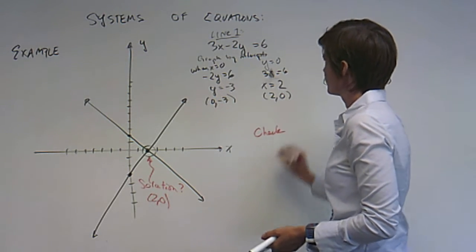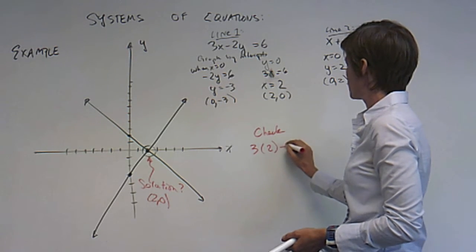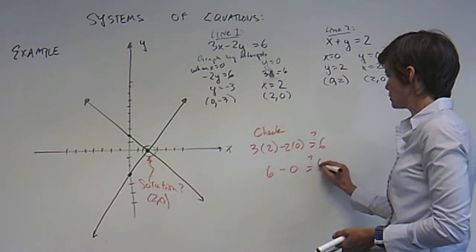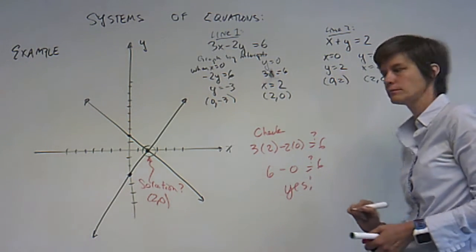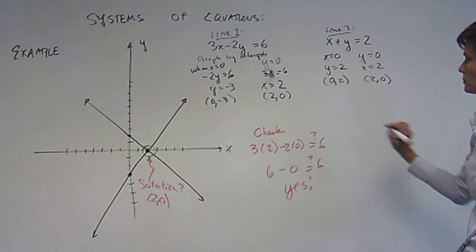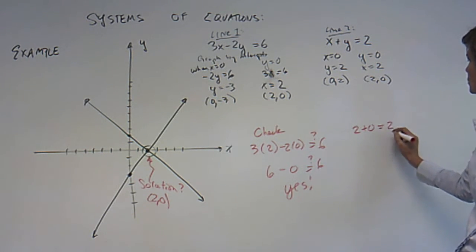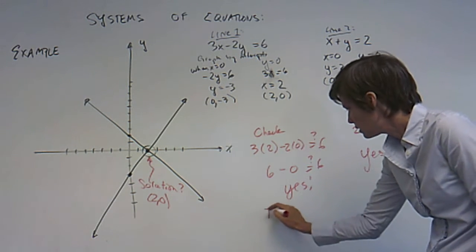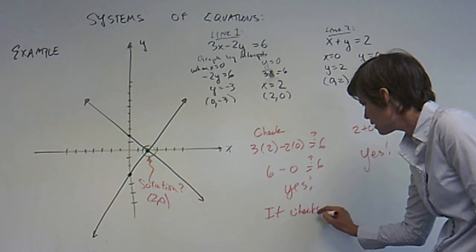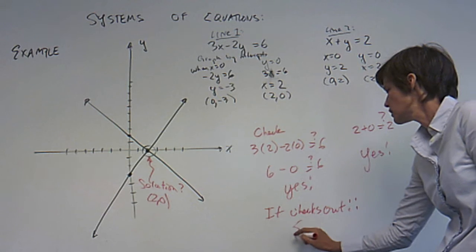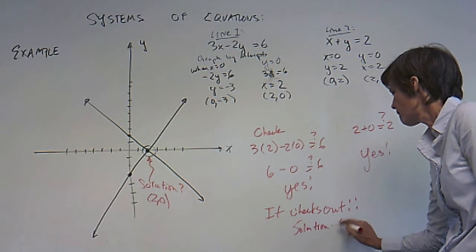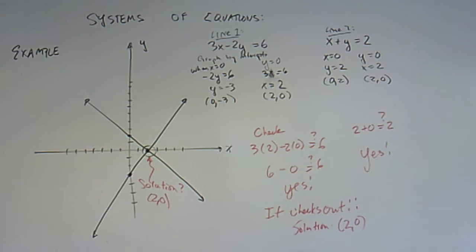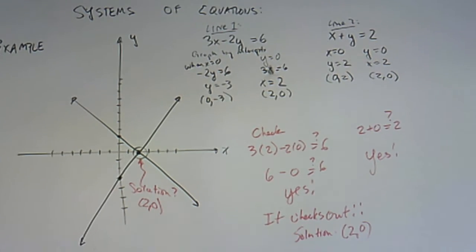Check. 3 times 2 minus 2 times 0, does that equal 6? Well, 6 minus 0, does that equal 6? Yes. 2 plus 0 equals 2. Is that true? Yes. This checks out. Solution is 2, 0. You see all that? Let's zoom.